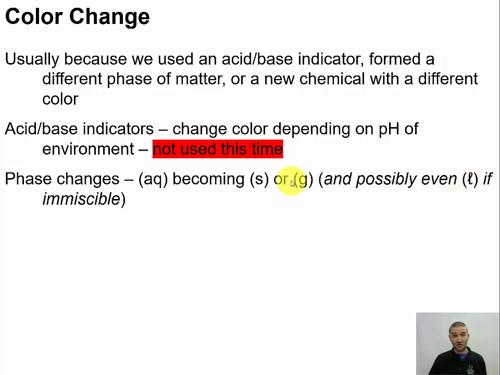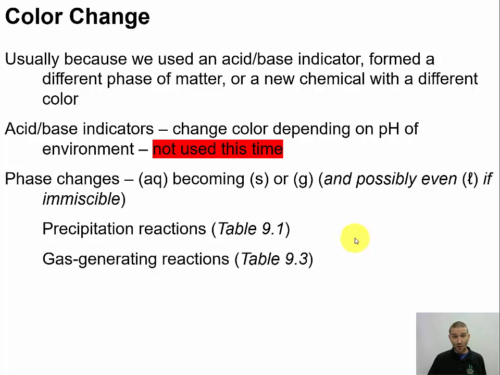We're mostly going to be focused on the idea of precipitation. We're going to have something that was aqueous react and form a solid, or gas generating reactions where the aqueous reactants turn into something gas phase. So that's really where we're going to focus for these experiments. We'll need to use our precipitation tables. You can find those in table 9.1 in your textbook. We're also going to look at the gas generating reactions on table 9.3.